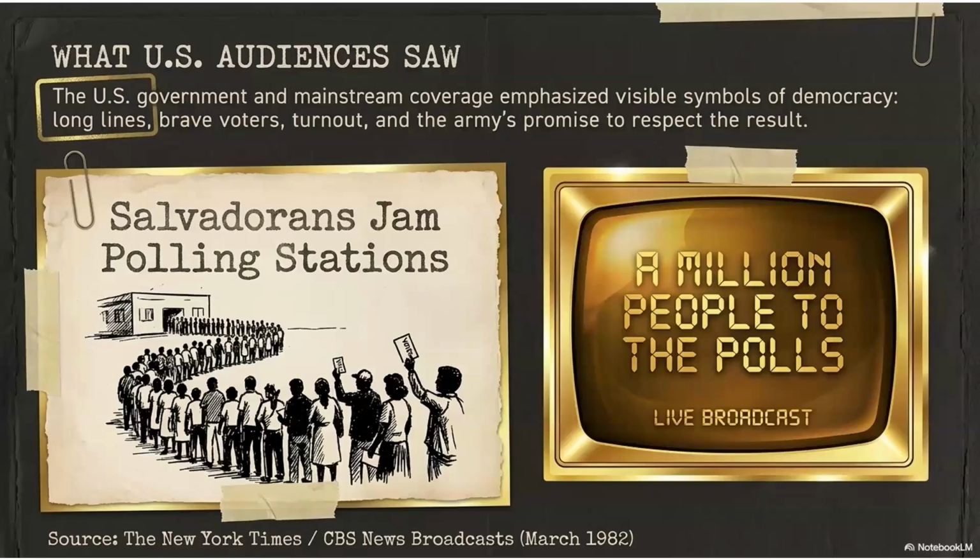This slide takes us directly to media framing. The New York Times headline cited by Herman and Chomsky was "Salvadoran jam polling stations, rebel close sum," published on March 29, 1982. CBS's Dan Rather gave the election night line "a triumph, a million people to the polls." Those phrases are extremely important because they turn the election into a story. The story becomes: brave voters want democracy, rebels try to stop them, turnout defeats intimidation, and elections prove legitimacy.